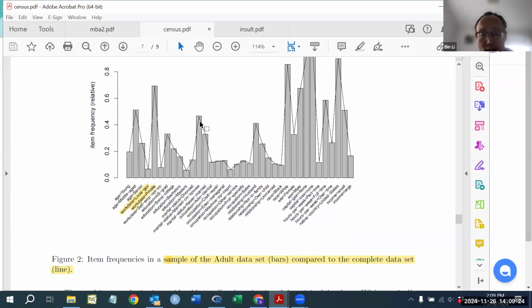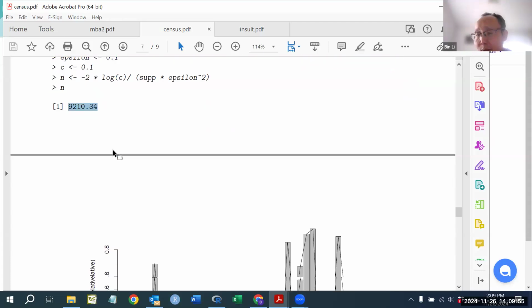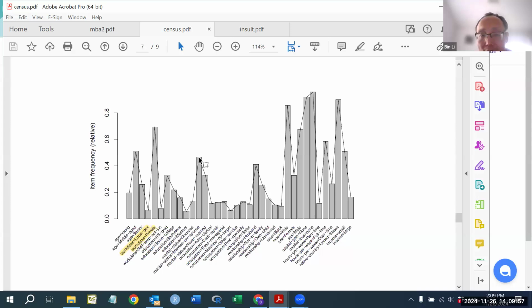And this plot shows the item frequencies. The bars show the item frequencies from the population, while those connected lines show the proportion for each frequent item based on the random sample of about 9,211. So you can see the proportion based on the true whole data set and a subset are very close.